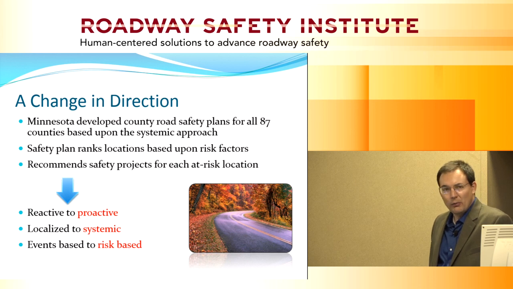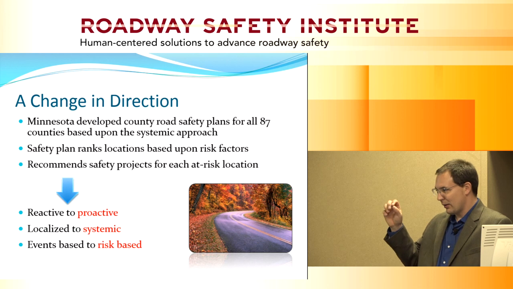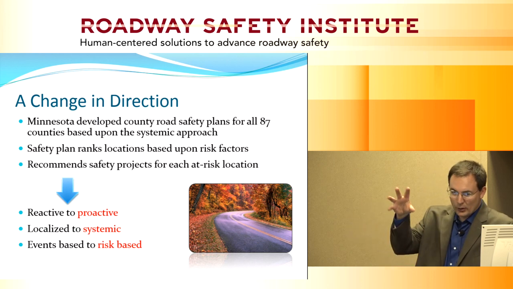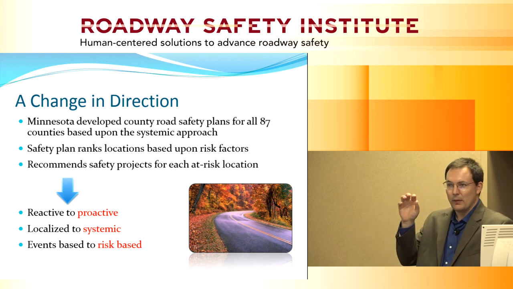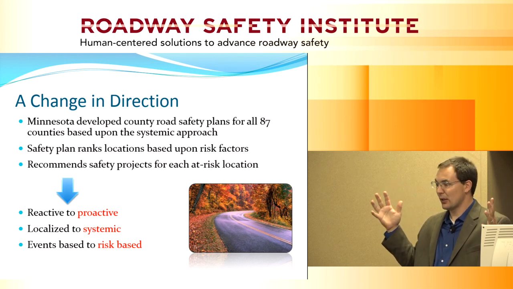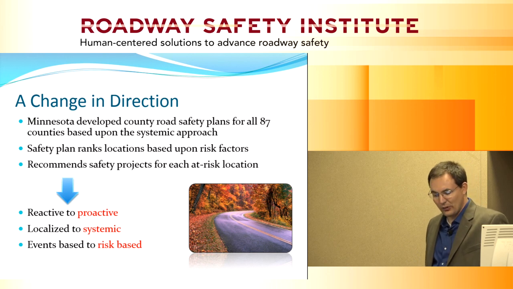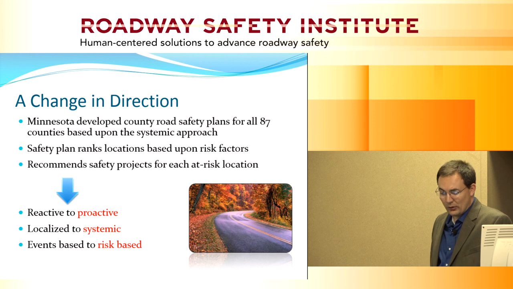Number 2, instead of looking at a localized basis of saying, okay, this intersection is of concern, that corridor is of concern over there, it says, no, I'm going to look at the entire system. It's systemic. And then events-based versus risk-based. So instead of waiting for crashes to occur, I'm going to use a risk-based approach to identify those locations.